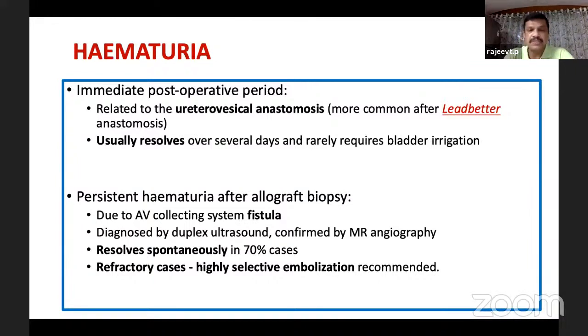There can be persistent hematuria in some patients, usually following an allograft biopsy, or when there is some suspicion of rejection in these patients. We have to rule out rejection. This hematuria can be due to the formation of an AV collecting system fistula, which is diagnosed on suspicion by duplex ultrasound, and if required, one can confirm this by doing an MR angiography. Usually it resolves spontaneously, and in the majority of cases, to the tune of 70%, this hematuria resolves on a conservative protocol. But for those cases which are refractory, one may require highly selective embolization.